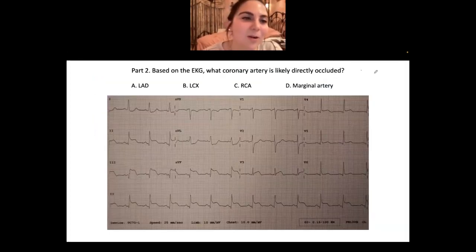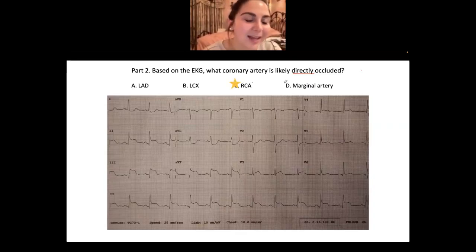So a lot of the times they won't give you this nice little part one, and they'll just show you an EKG like this and ask, what artery? So very much third order reasoning. This is what boards loves to do. Boards loves to absolutely exhaust you by saying, first I have to see where the infarct is, what leads have the ST elevation. Then what artery supplies that? But this is asking what artery is directly occluded.